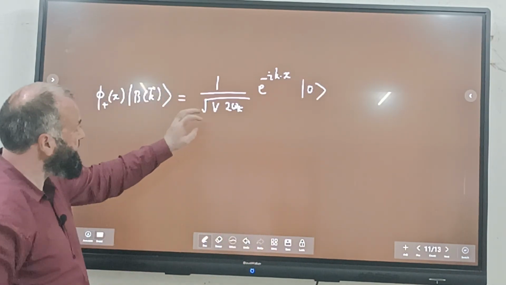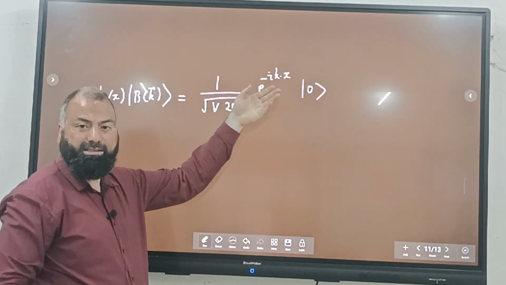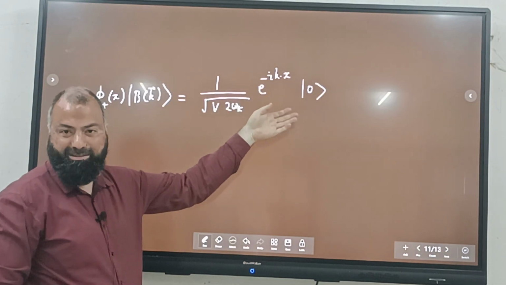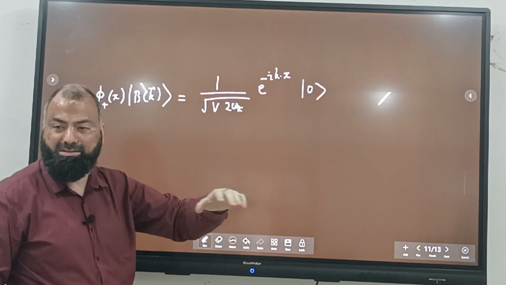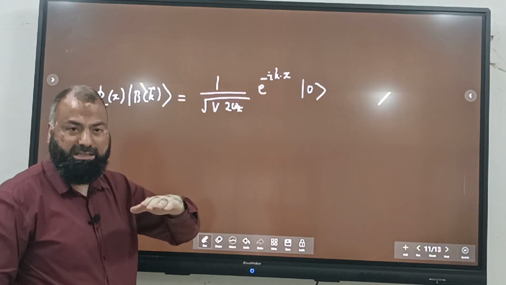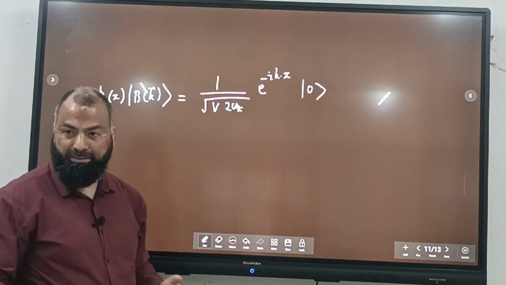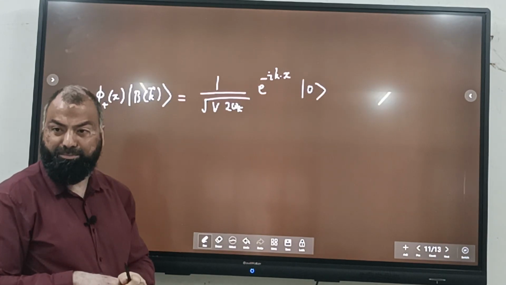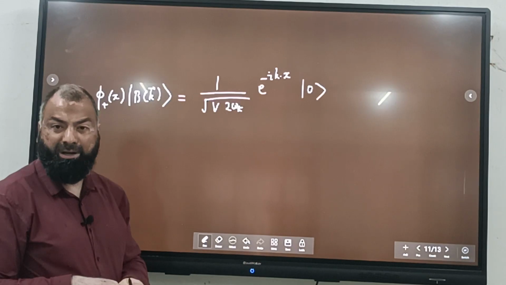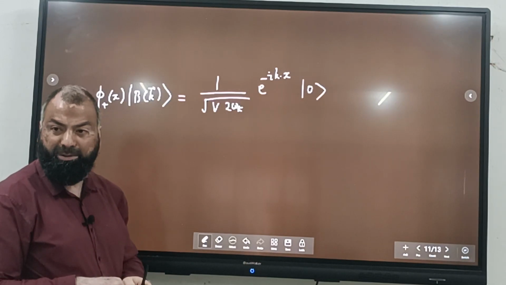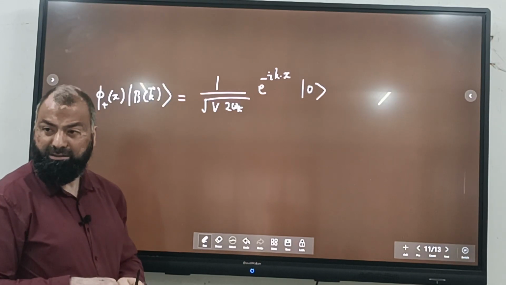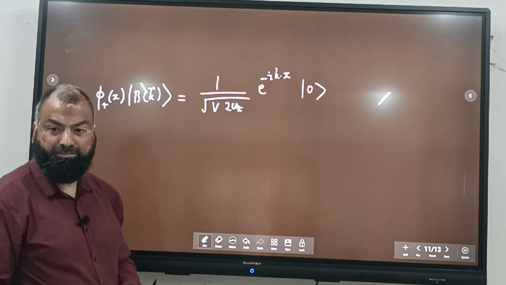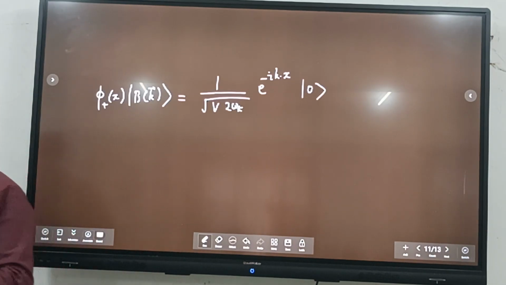Now look here, e raised to the power i k x gives me what? It's a plane wave, is it? So that means the single particle state is what? A plane wave. So this particle travels as a plane wave. Understood? Similarly, can you do it for the other cases? I mean for the fermion and the antifermion? Or shall I stop here? Okay, so let's stop here.